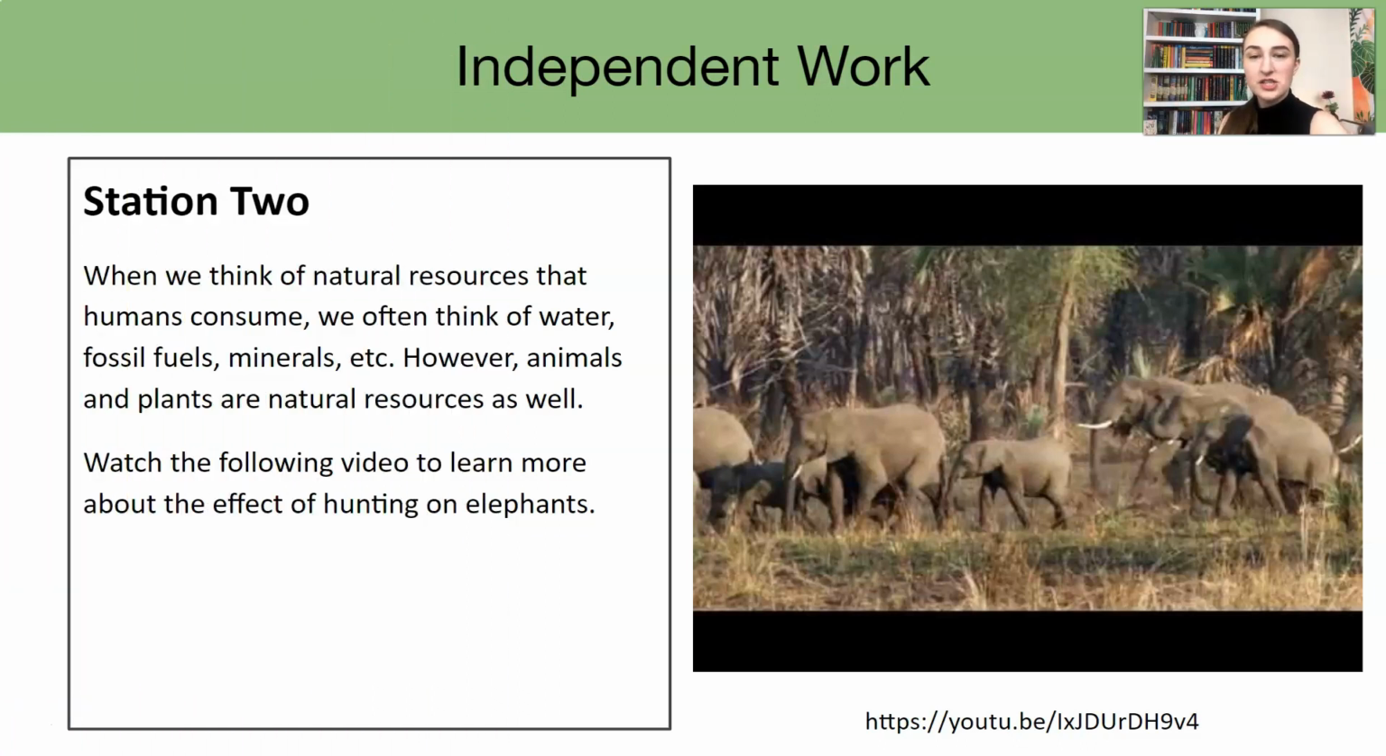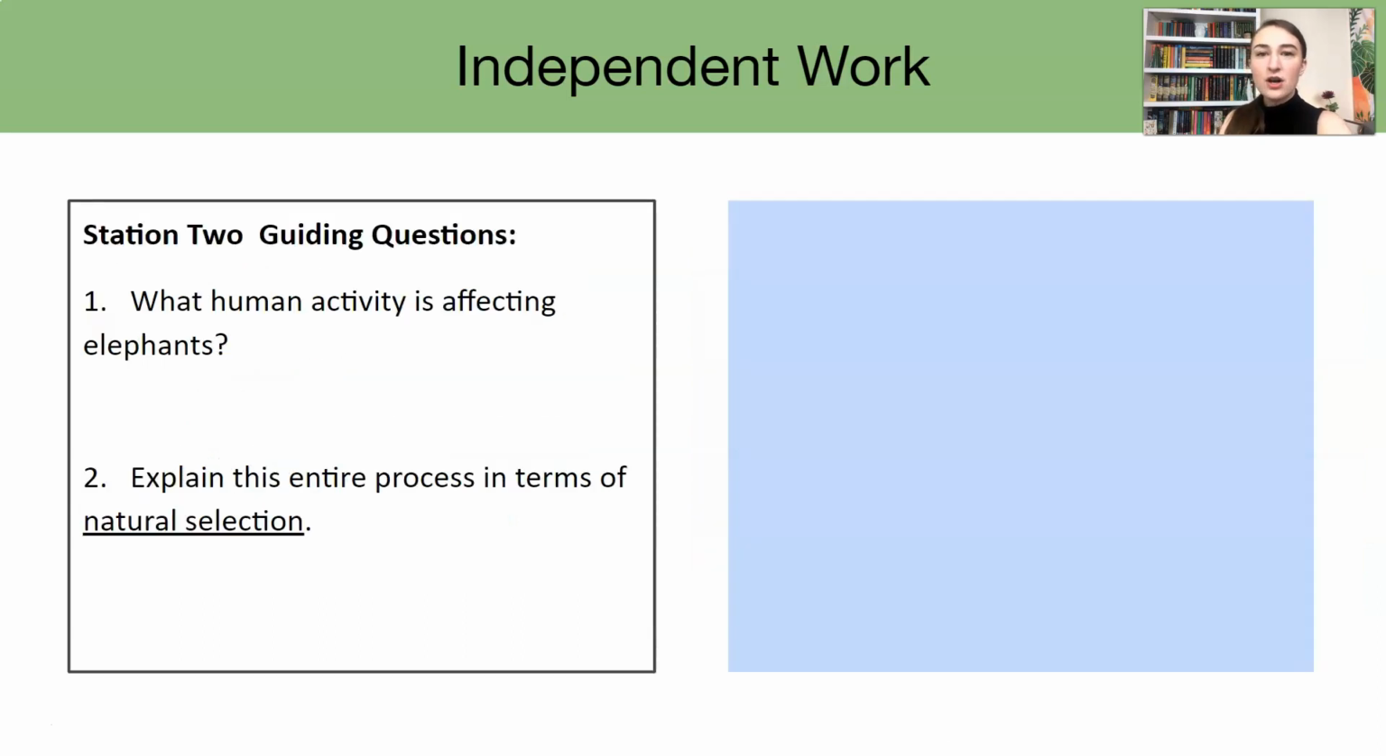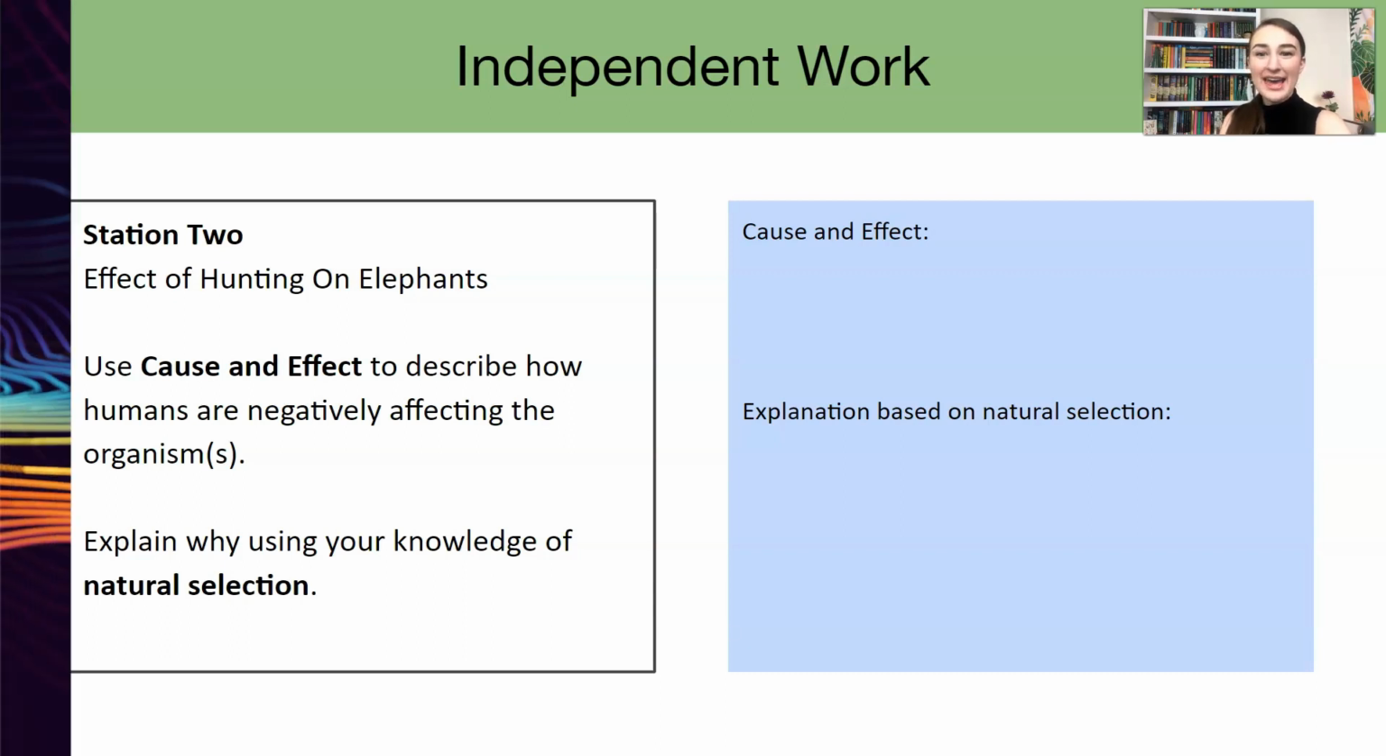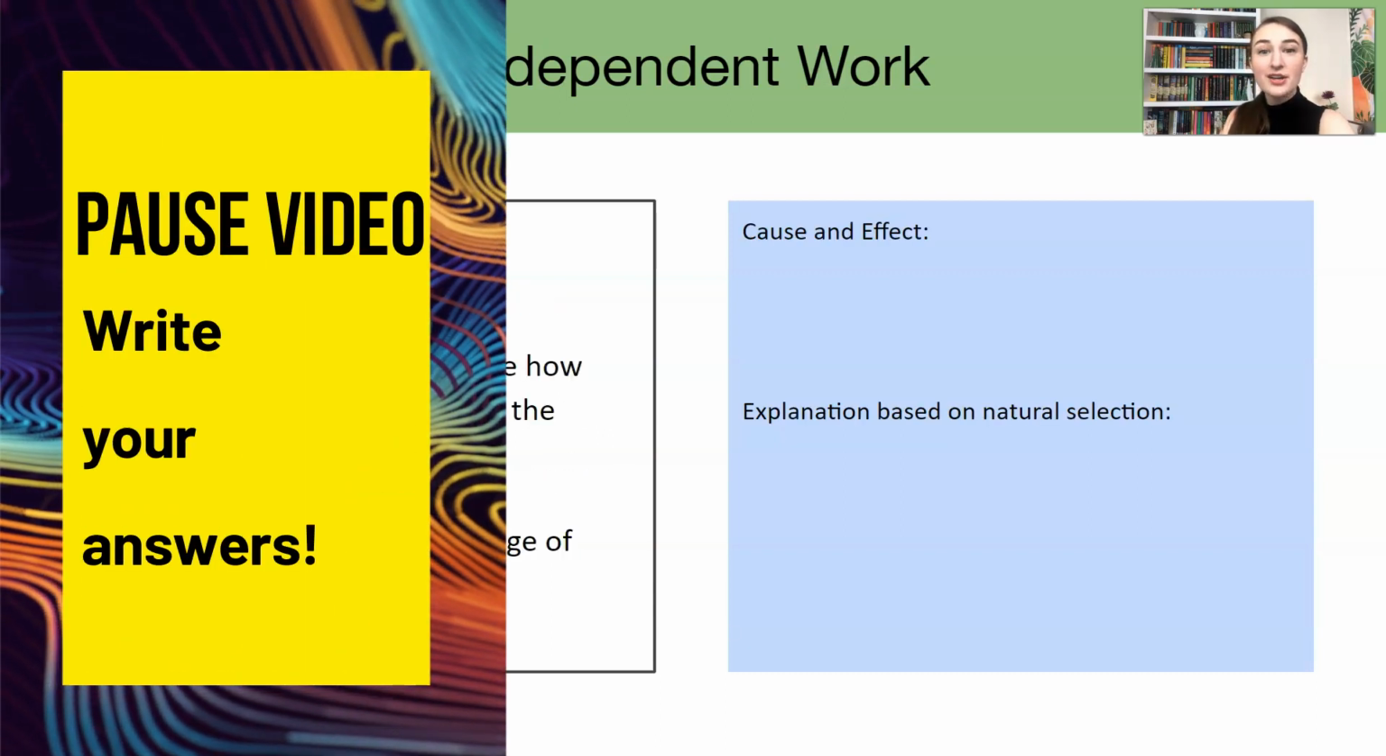All right, hopefully you have watched the video on elephants. Then you are completing these 2 slides by yourself. Station 2 guiding questions, what human activity is affecting elephants? And 2, explain this entire process in terms of natural selection. Then the next slide, cause and effect. Use cause and effect to describe how humans are negatively affecting the organisms, that would be the elephants. And explain why using your knowledge of natural selection. So pause this video and complete these 2 slides on your own.